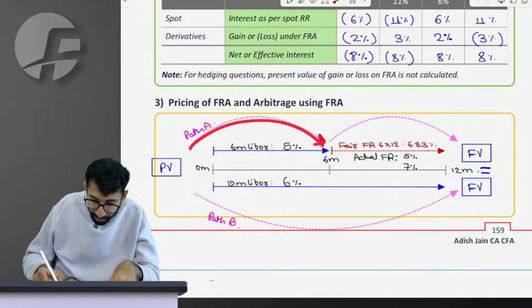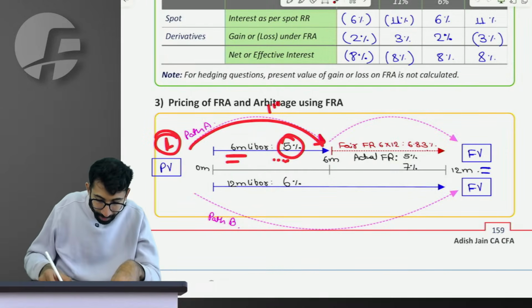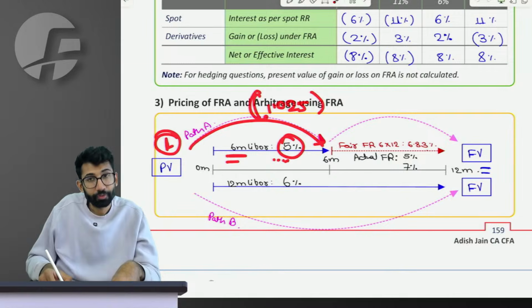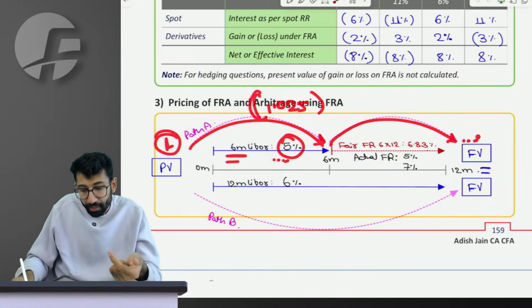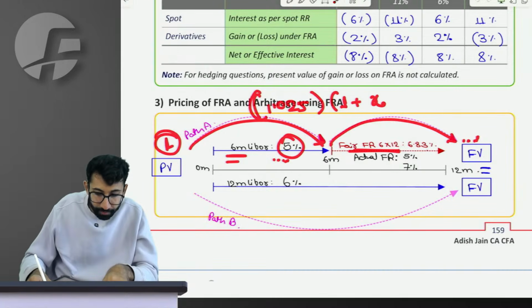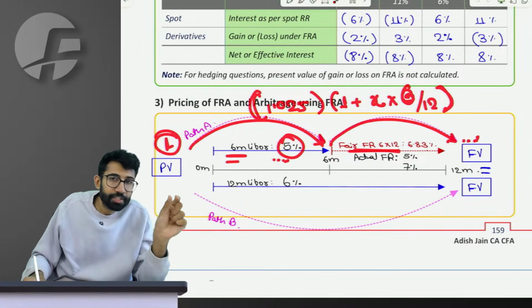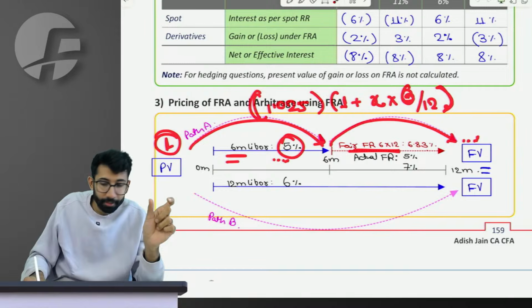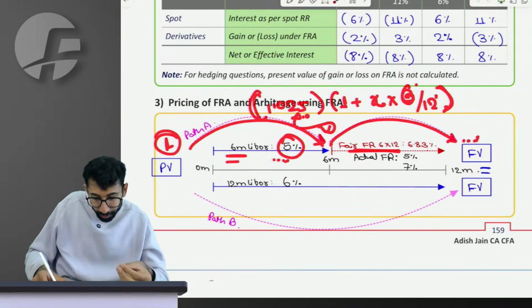Option 2 is first invest for a period of 6 months at the rate of 5%, which means this 1 rupee after 6 months will become 1.025. Then for a further period of 6 months, you can invest it, sir, using whatever is the forward rate. So suppose 1 plus X is the forward rate per annum for a further period of 6 by 12. Calling it X, that per annum rate multiplied by 6 by 12, I have further invested this redeemed amount of 1.025.